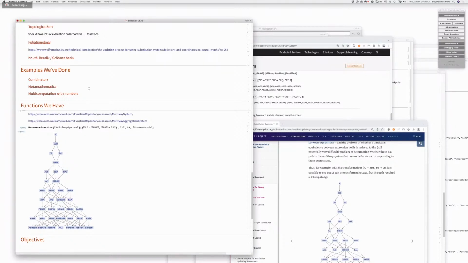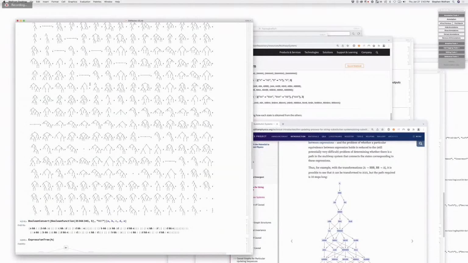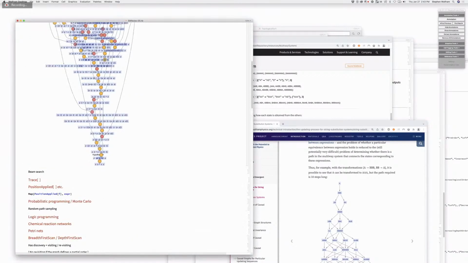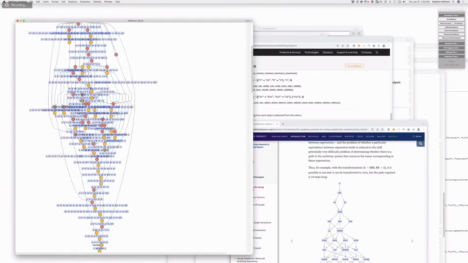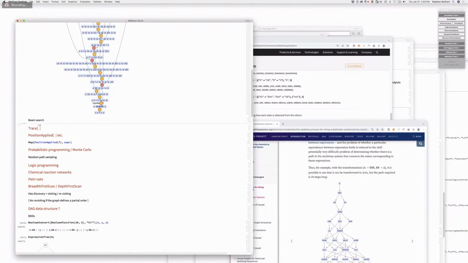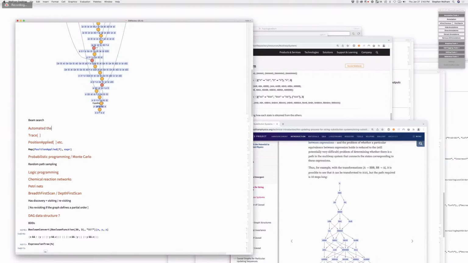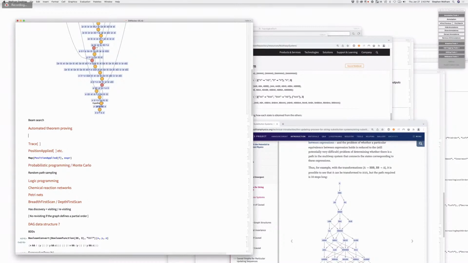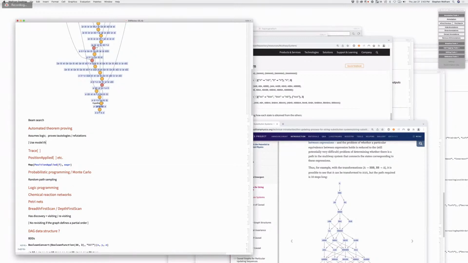Right. Okay, so when we're talking about wherever we listed it, you're saying automated theorem proving assumes logic, proves tautologies or refutations, and then there's the additional thing of using model theory as a speed up.